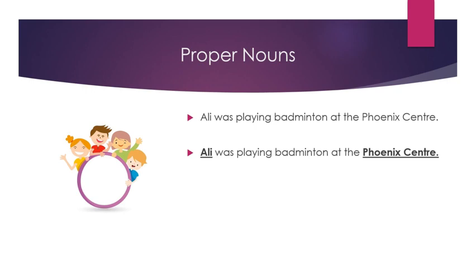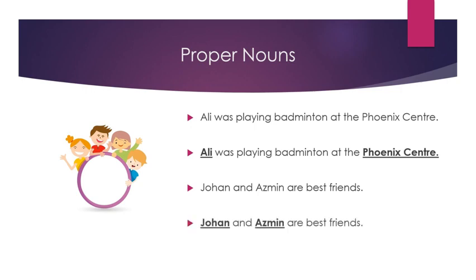Okay, let's look at another example. Johan and Azmin are best friends. Let's look at what is a proper noun here. Can you make a guess what is a proper noun here? Always remember, it's the name of a person also. So if you have guessed that Johan and Azmin are the proper nouns in this sentence, then you are correct. Johan and Azmin are best friends. Okay, let's look at the next slide.